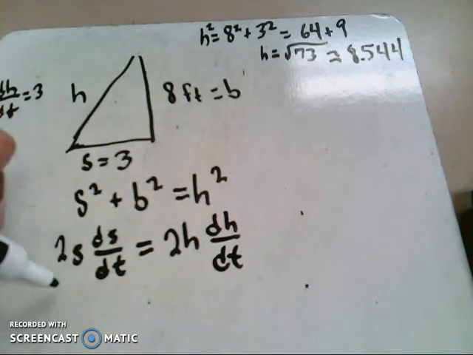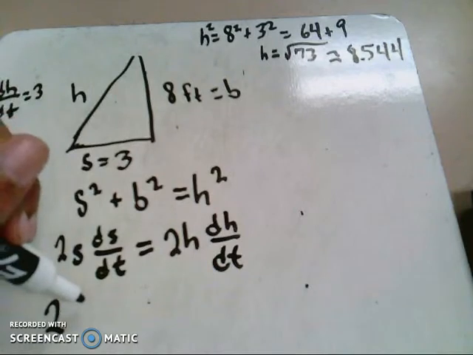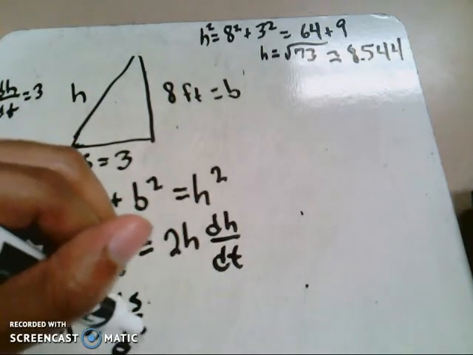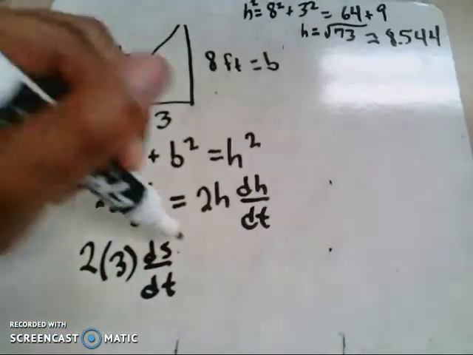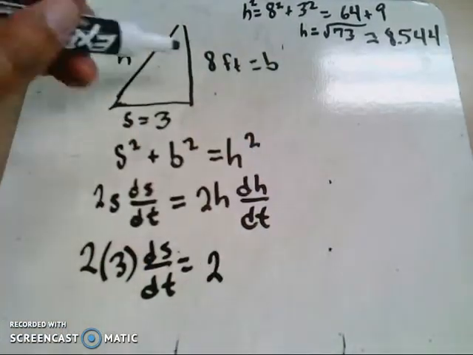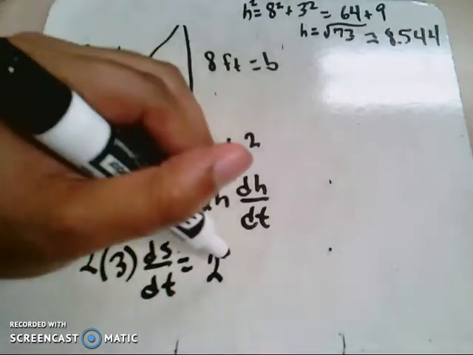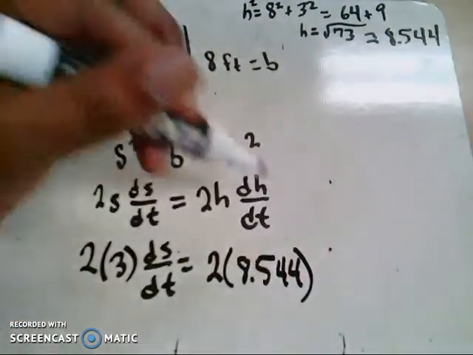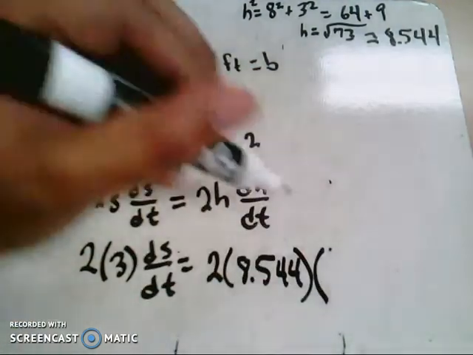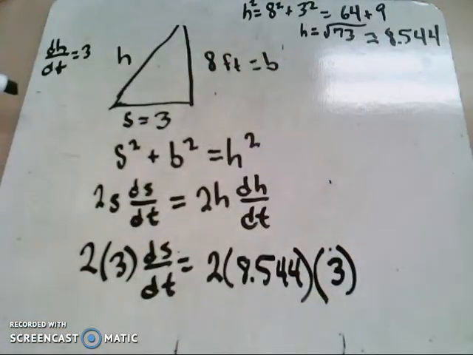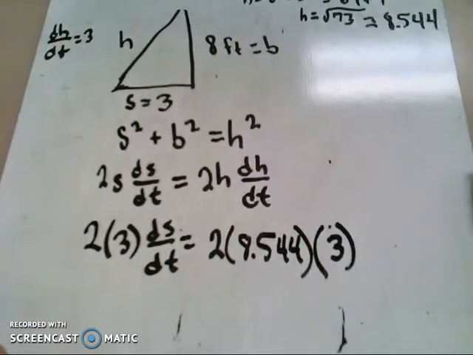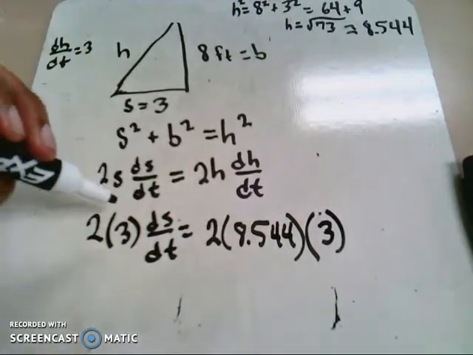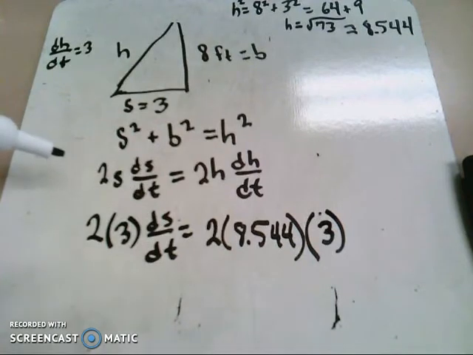So we substitute our known variables. We know 3 is s, so 2 times 3. We're looking for ds/dt. And that equals 2. Our h is what we found for our hypotenuse here, that's going to be 8.544, times dh/dt, which was given to us, which is the speed that the rope is being pulled in. That's 3. So now we simply evaluate this expression here.